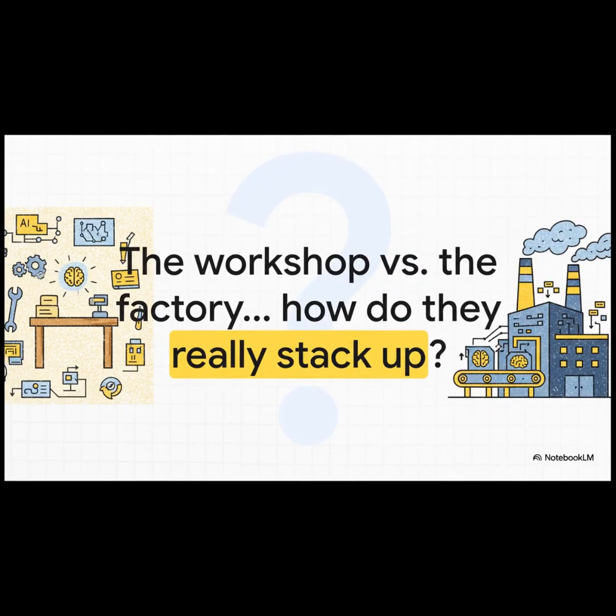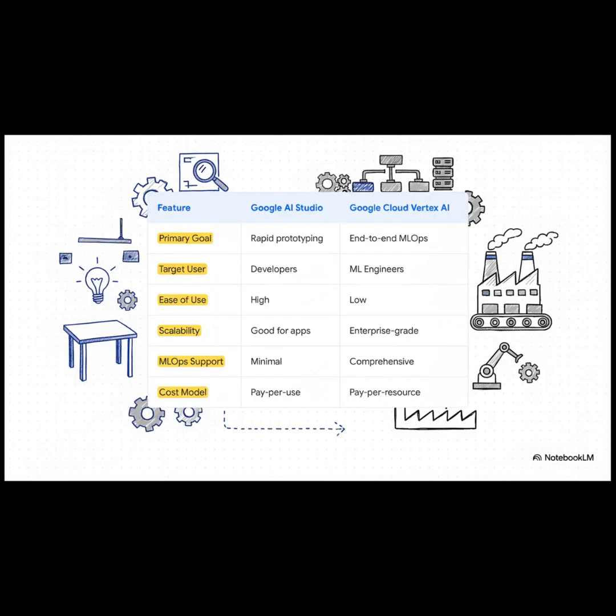All right, so we've seen the quick, nimble workshop, and we've toured the powerful, comprehensive factory. Now, let's put them head-to-head and make this choice crystal clear. And this table really just lays it all out, doesn't it? Look at the primary goals: rapid prototyping versus end-to-end MLOps. The user, a developer who wants to move fast versus an ML engineer who needs control. The ease of use is high versus low. The scalability is good enough for an app versus truly enterprise grade. That contrast right there is pretty much everything you need to know to make your decision.